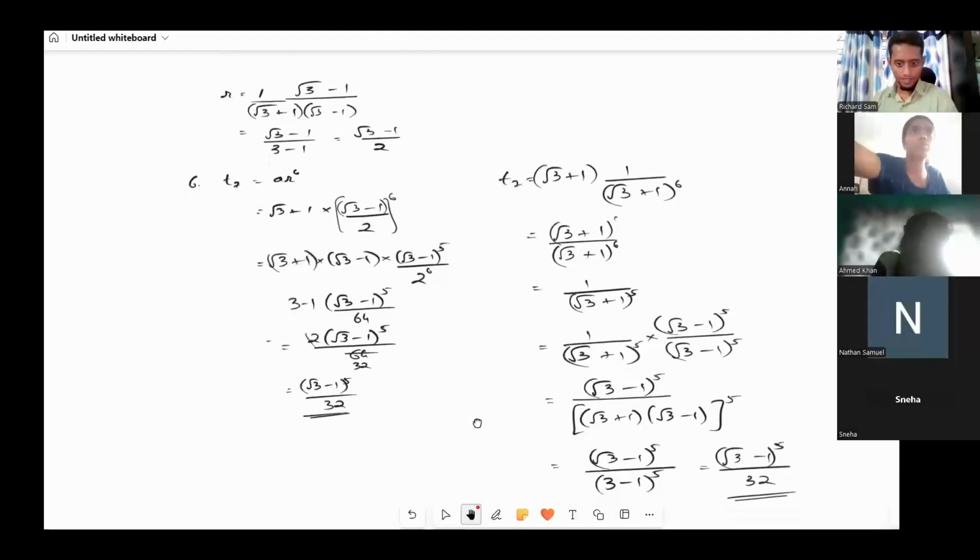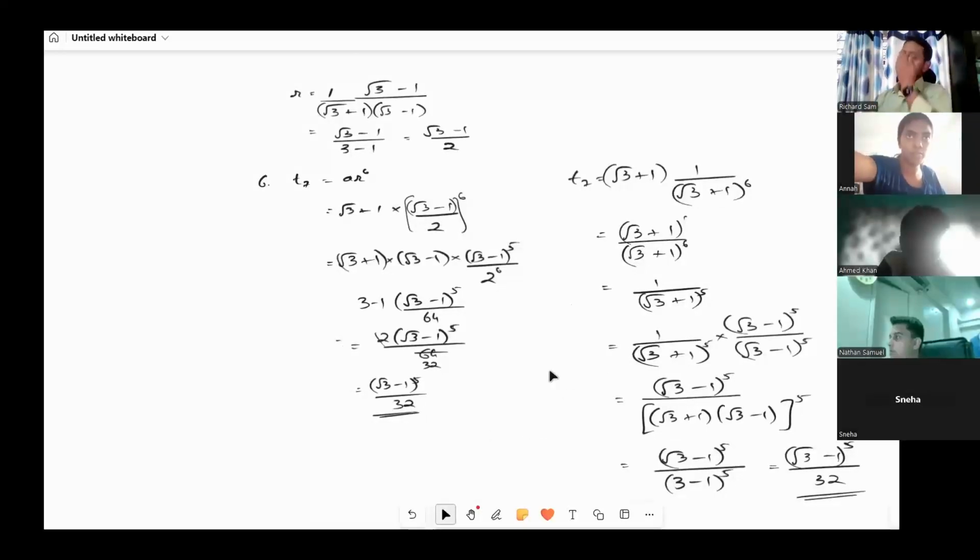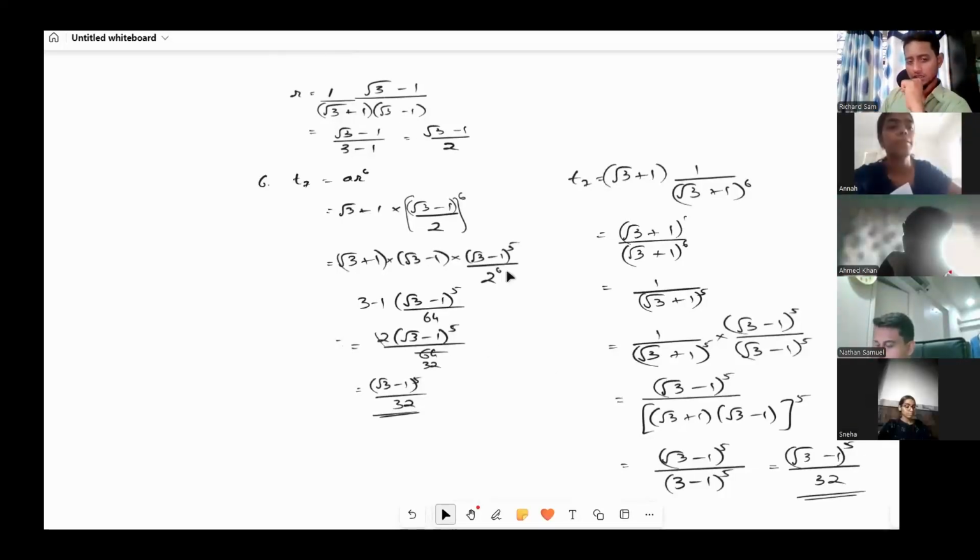So you need to be very sure of this chapter. This is what we learned in 9th standard: fractions, rational numbers, and rationalizing the denominator.